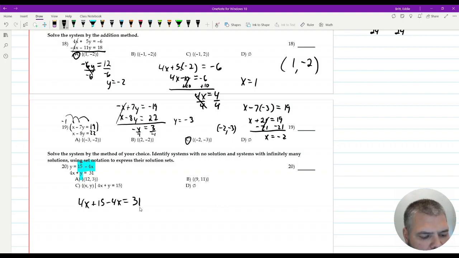Well, I can see something looks a little different here. Something's a little crazy. Because I have a positive 4x and a negative 4x, and they cancel out. So they canceled out, and I'm left with a false statement. So if they cancel out and you're left with a false statement, that means that the answer is no solution. Okay? If we would have canceled out and gotten a true statement, it would be all real numbers.